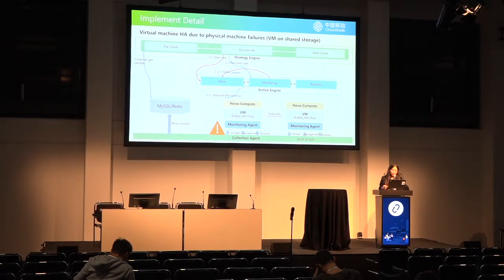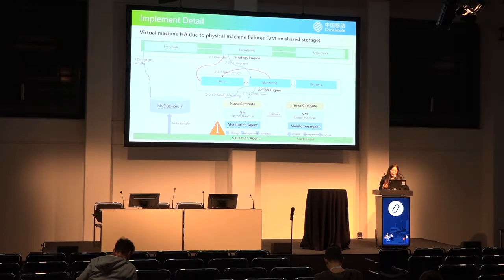If we can ping and check the network is in a good state, but we cannot get the samples, so we will think maybe other reasons cause these failures. So we will do the alarm action.